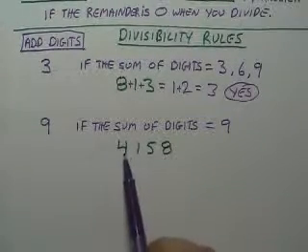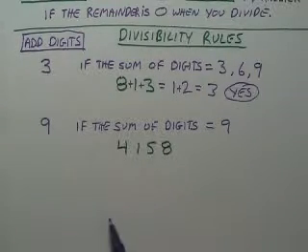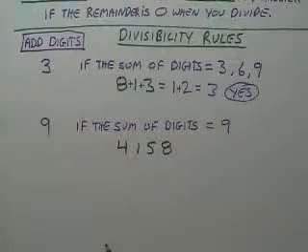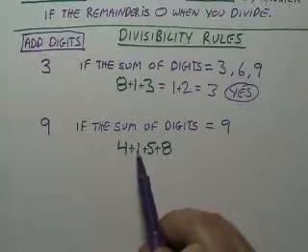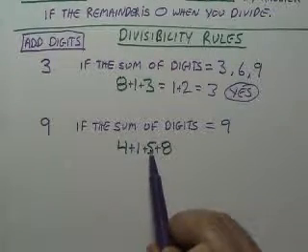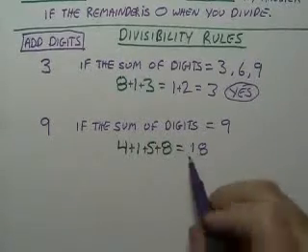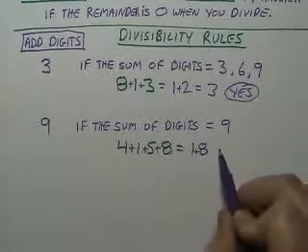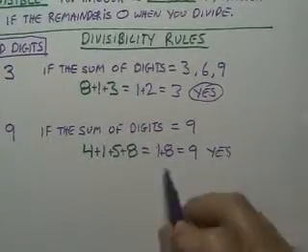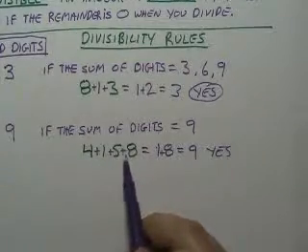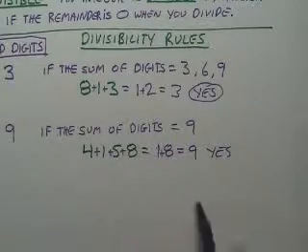So let's take a large number like 4,158. Will 9 go into that evenly? Is this number divisible by 9? So what I'll do is I'll add them up. 4 and 1 is 5. 5 and 5 is 10. 10 and 8 is 18. And then 1 plus 8 is 9. So the answer is yes. This number, 4,158, is divisible by 9. 9 is a factor of this number.